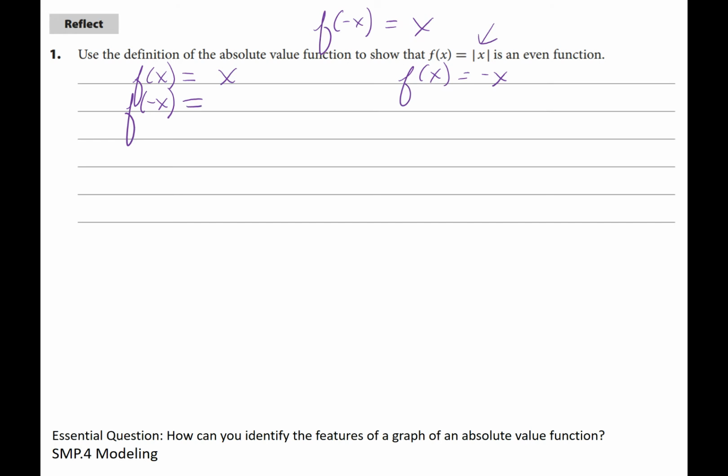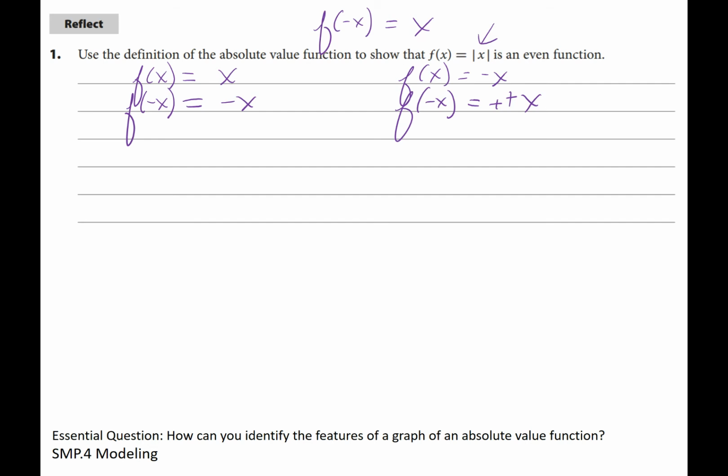Alright, so when I plug this one in, I get negative x. When I plug this one in, I get negative x. So that one's going to go positive. So that one goes back to the original function.